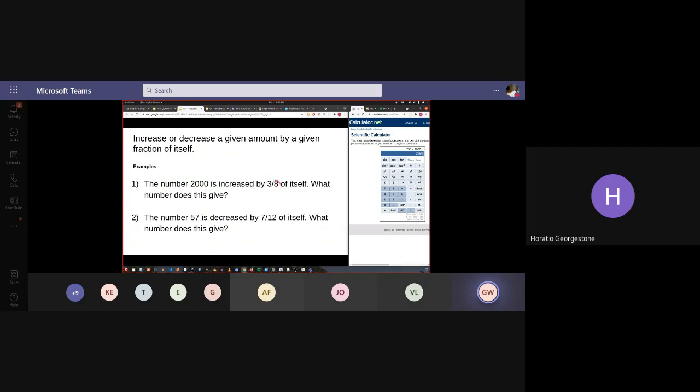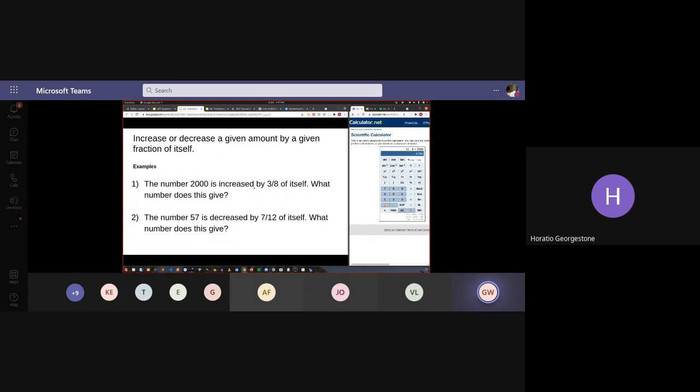If you're good with doing fractions in your head, I'll just mention this quickly. You might notice that what we're really looking for is 11/8 of 2000, because 2000 is 8/8 of itself, it's 1 of itself, and we're adding on 3/8. So we could actually do 11/8 of 2000, and we get the same answer.